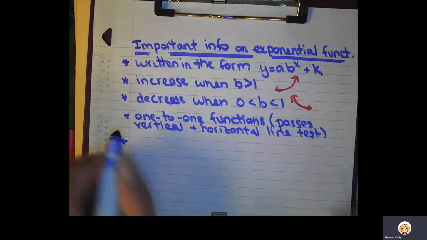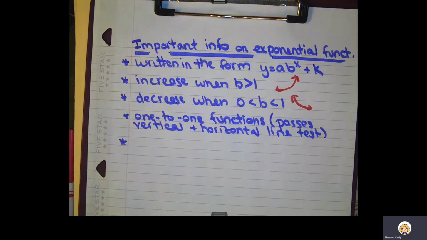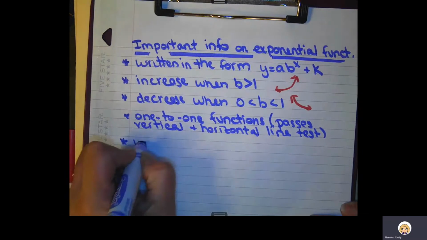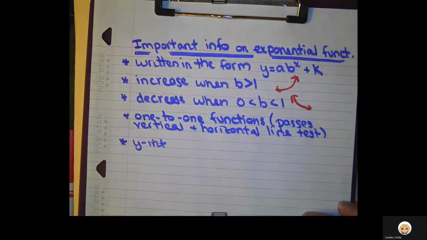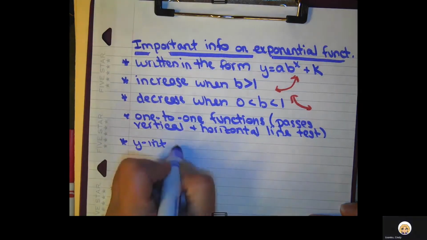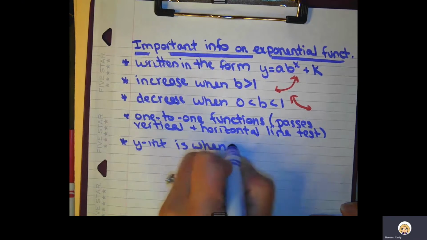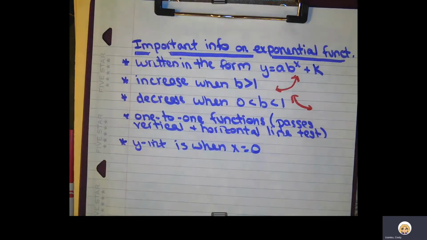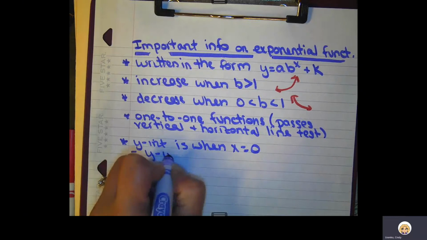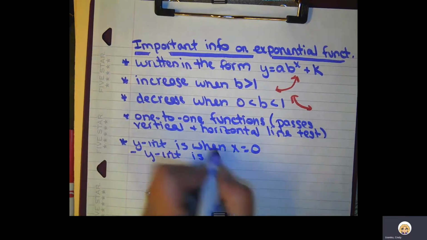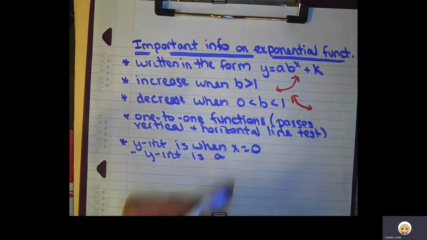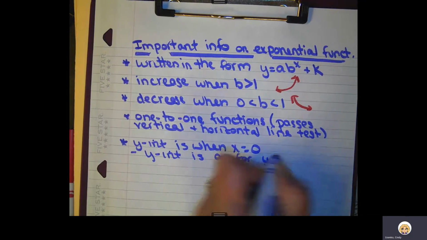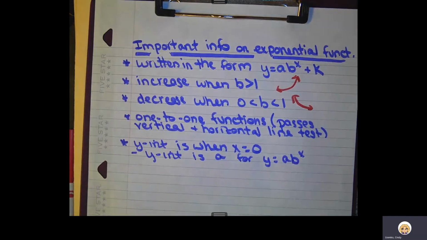One little note left. Can you write y-intercept is when x equals 0. So we looked at our graph for that. And I want you to put something for me. Can you write y-intercept is a for y equals a times b to the x.